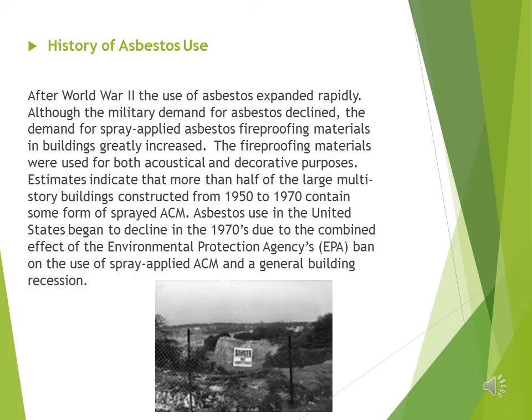After World War II, the use of asbestos expanded rapidly. Although the military demand for asbestos declined, the demand for spray-applied asbestos fireproofing materials in buildings greatly increased. The fireproofing materials were used for both acoustical and decorative purposes. Estimates indicate that more than half of the large multi-story buildings constructed from 1950 to 1970 contained some form of sprayed ACM. Asbestos use in the United States began to decline in the 1970s due to the combined effect of the Environmental Protection Agency, or EPA's, ban on the use of spray-applied ACM and a general building recession.